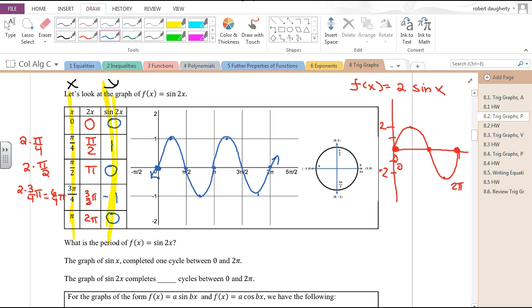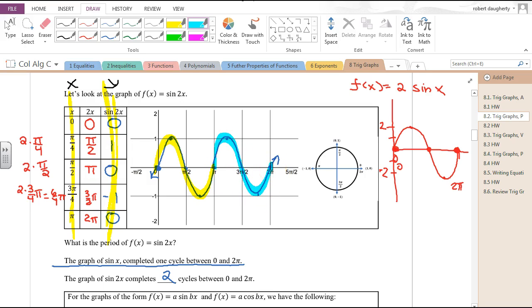Now if you look at this, how many cycles of this graph did it go through from 0 to 2 pi? It went through 2 of them, okay? So by graphing the sine of 2x, between 0 and 2 pi, it went through 2 complete cycles. Sine of x completes 1 cycle between 0 and 2 pi, and sine of 2x completes 2 cycles between there. So however long it takes to complete 1 cycle, and then you see it starts to repeat itself.